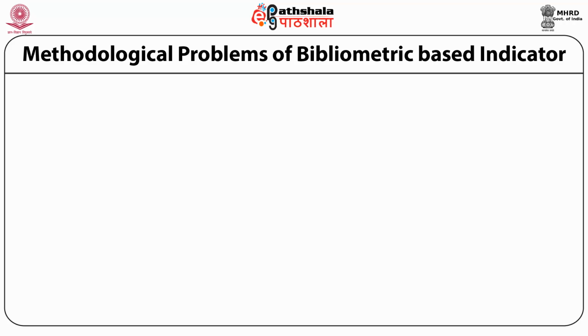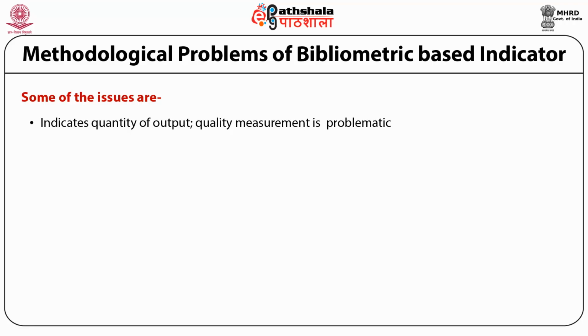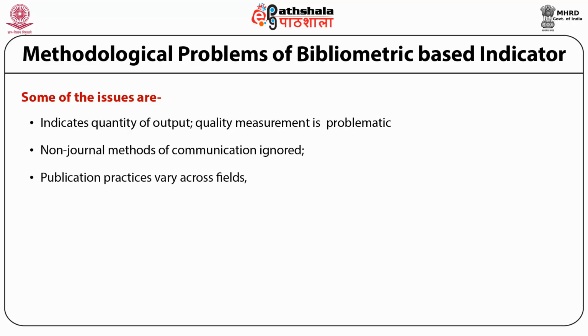By this proper understanding of the methodological problems, the indicators that we construct will be more reliable, robust, and acceptable. Some of the issues of bibliometric indicators are that they indicate quantity of output, quality measurement is problematic, non-journal methods of communication are ignored, publication practices vary across fields which we must take care while applying these indicators. Choice of suitable inclusive database is always a problem.